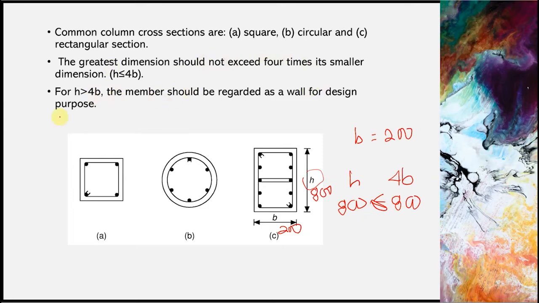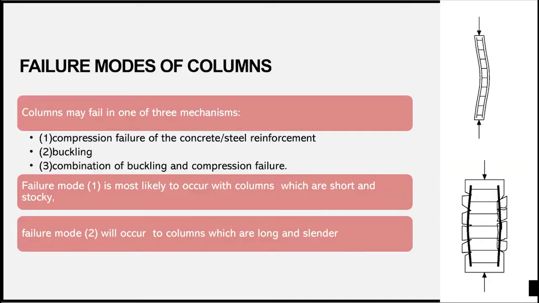Okay, tapi if let's say H is bigger than 4B, kalau H ni perhaps you tukar jadi 900. So H is bigger than 4B sebab H adalah 900 and 4B you adalah 800. So 900 is bigger than 800. The member should be regarded as a wall for design purposes. So walaupun dia adalah column, you nampak dia macam column, tapi bila you design, you're going to treat it as a wall.